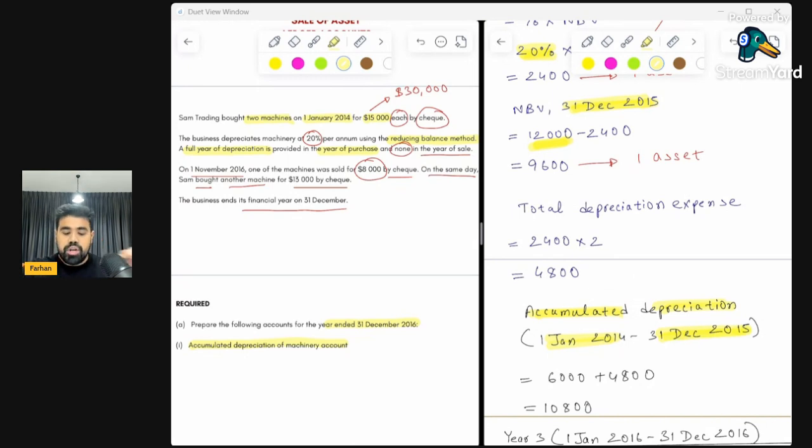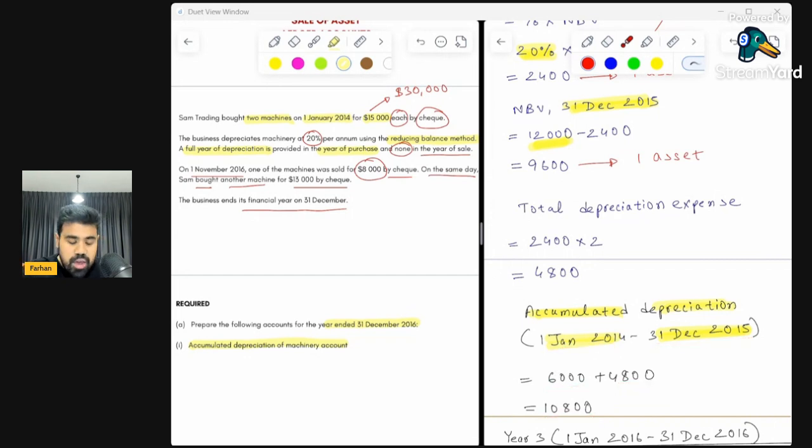So the accumulated depreciation from 1 Jan 2014 until the end of 31st of December 2015, which are the 24 months of concern, is $6,000, which we calculated in year 1. Do you recall? It was $3,000 for one asset. Two assets together had a total depreciation expense of $6,000 in year 1, plus an additional $4,800, which is $2,400 for one asset and $4,800 for two assets combined in year 2, right? So 6,000 plus 4,800 gives us $10,800 as the accumulated depreciation for the 24 months since the day of purchase on 1 Jan 2014. Okay.